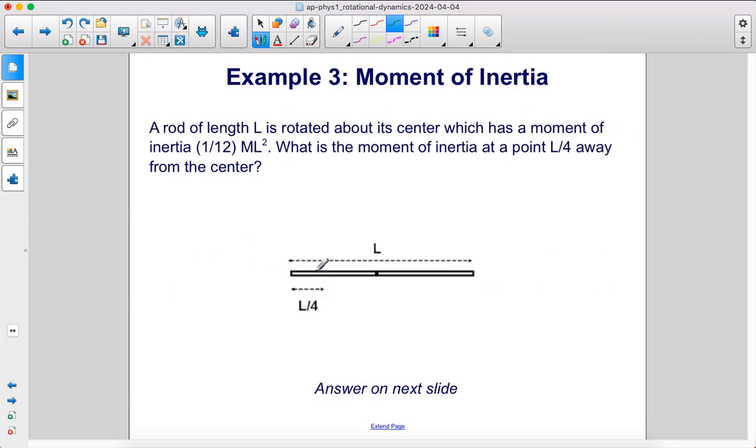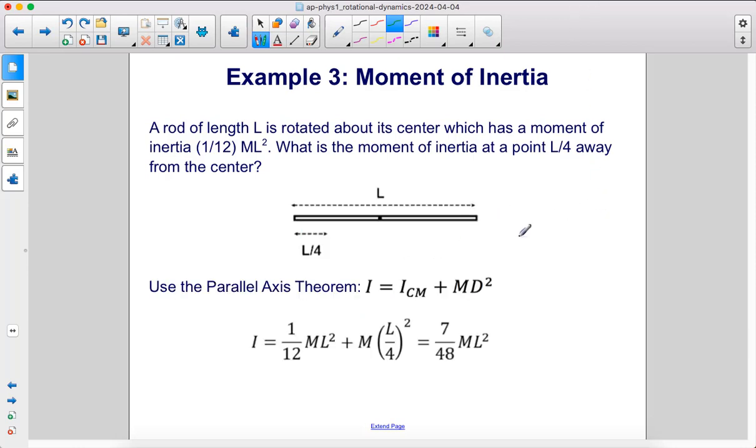A rod of length L is rotated about its center, which has a moment of inertia of 1/12 ml squared. What is the moment of inertia at a point L over 4 away from the center? So this is going to be L over 4, this is then also L over 4. From here to here is L over 4, here to here is L over 4. So those all add up to L. We want to know if we change our axis of rotation from being in the center to being here, what's our new moment of inertia?